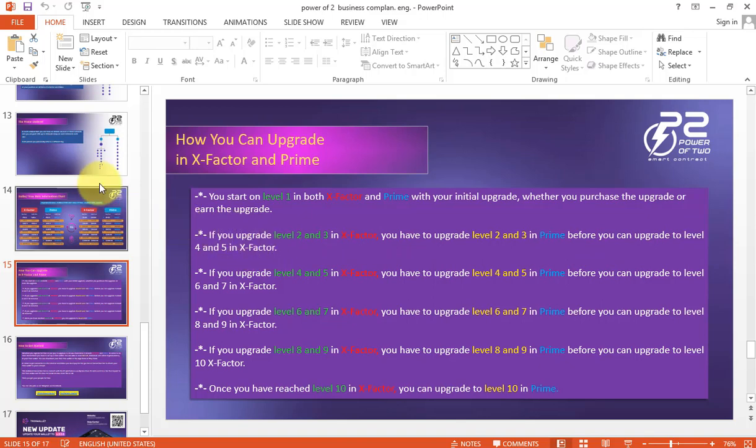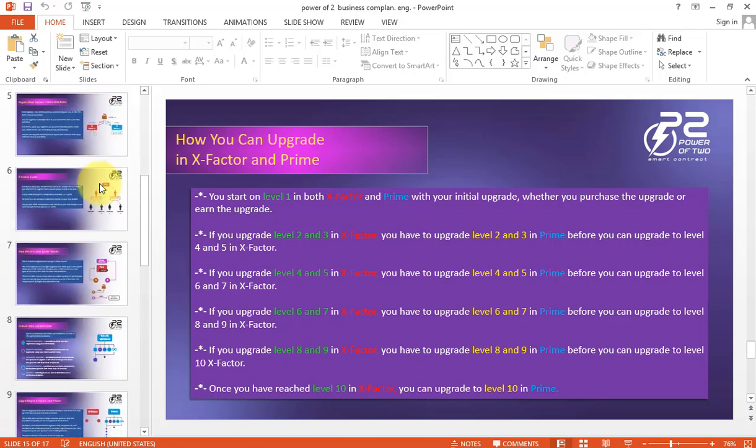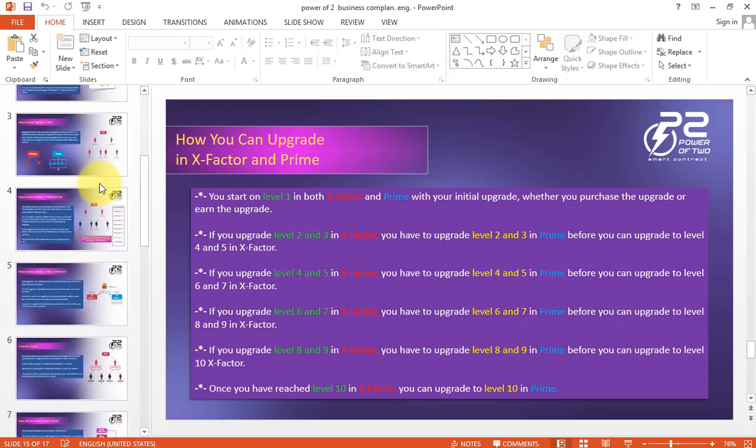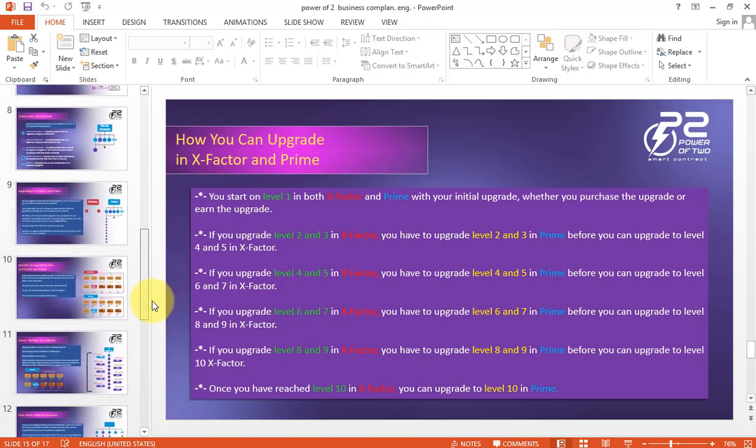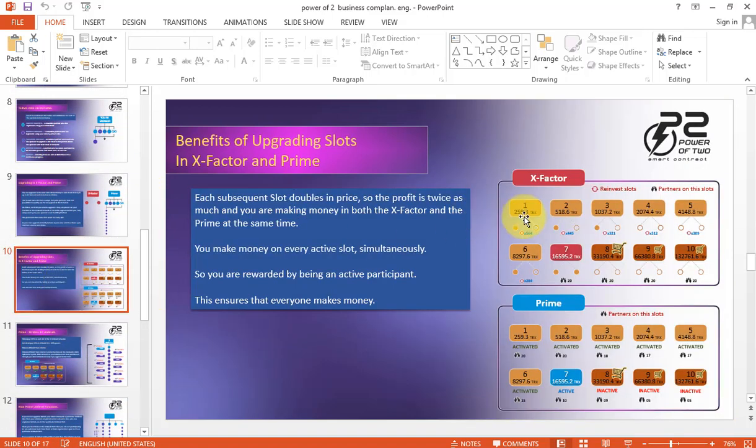Basically, what this means is that, let's scroll to this section so that I can use it to better explain for you guys to understand. Okay, so what that is basically saying is that if you upgrade on X Factor 1 and 2, and you want to upgrade to X Factor 3 and 4, the system won't allow you to until you have upgraded on Prime 1, 2. That is when it will open X Factor 3 and 4. That is what the system is saying.